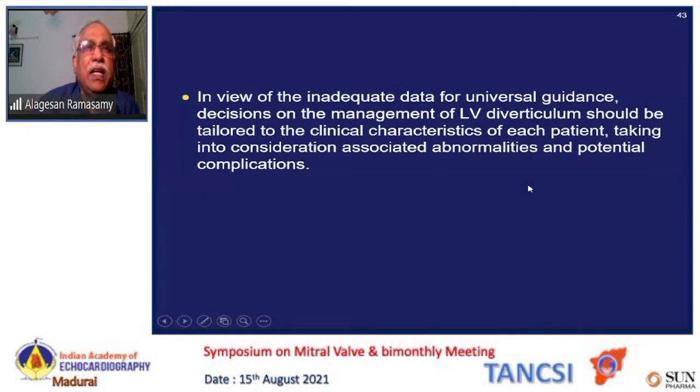In view of inadequate data for universal guidance, the decision on the management of an LV diverticulum should be tailored to the clinical characteristics of each patient, taking into consideration the associated abnormalities and the potential complications.